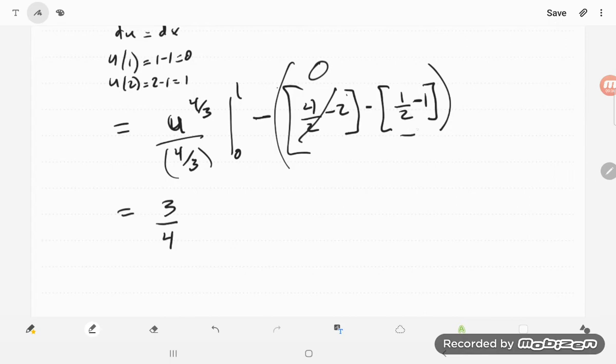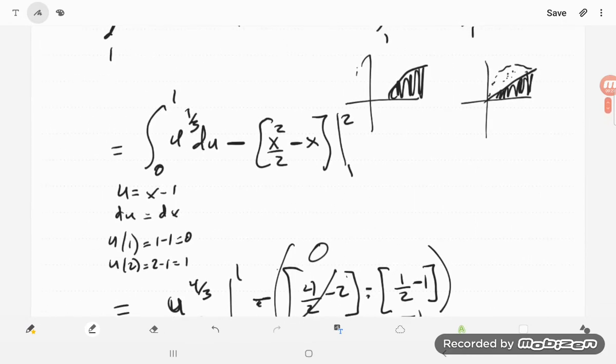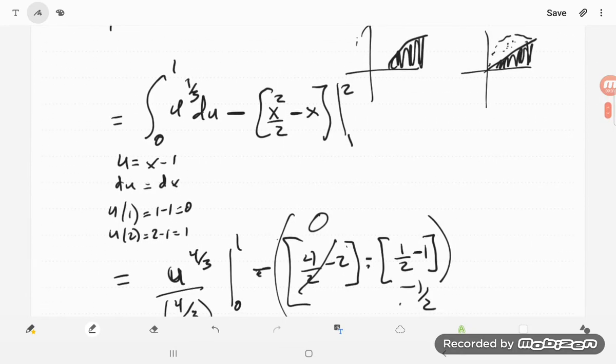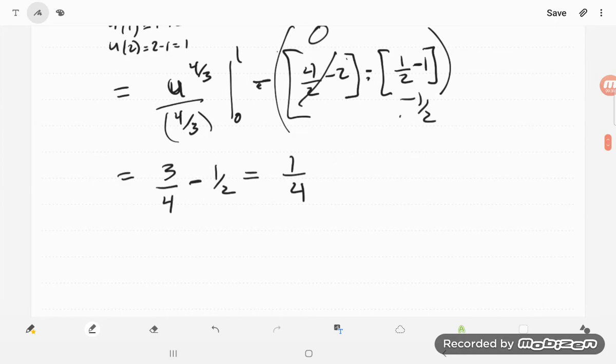This was minus a half. But then I have a minus and a minus and a minus. So this is minus 1/2. And so I get 1/4 as my area there. Okay, and so, you know, I get those. We could always check that. It never hurts to check work.